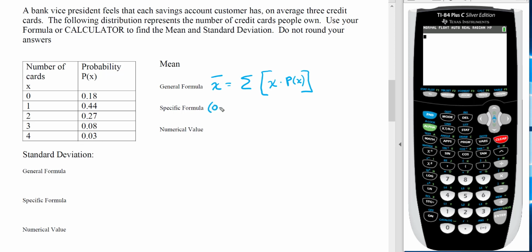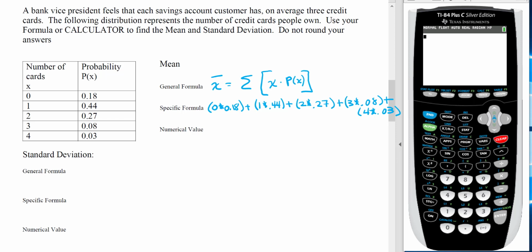So it will look like this. 0 times 0.18 plus 1 times 0.44 plus 2 times 0.27 plus 3 times 0.08 plus 4 times 0.03. Now we can use the calculator to do this. This problem we're just going to type in all at once. We will actually not need the parentheses. I just did them to show you the groupings. The order of operations will take care of that.